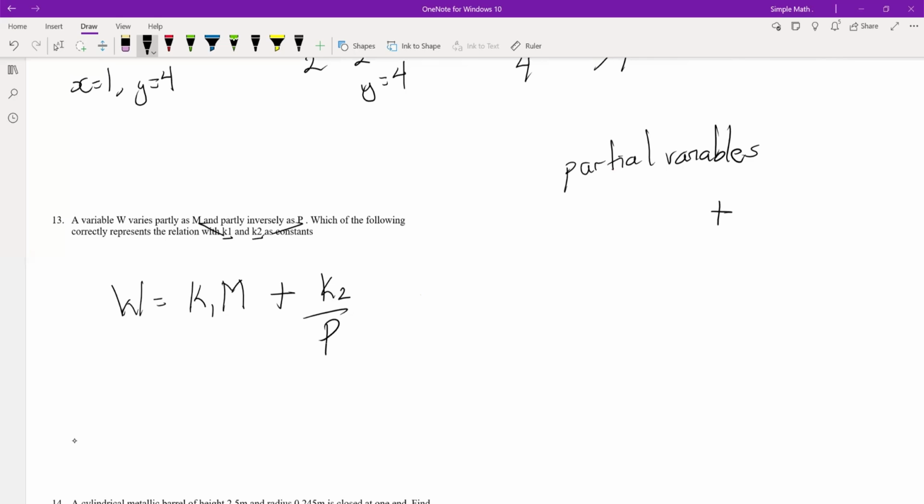I think I'll make a video explaining what partial variables are, like the whole thing. But yeah, this is your answer. I don't need any other way, unless you want to make anything else the subject of the formula, but W will be equal to K1M plus K2 over P. Then you can, yeah, I think this is fine. All right.